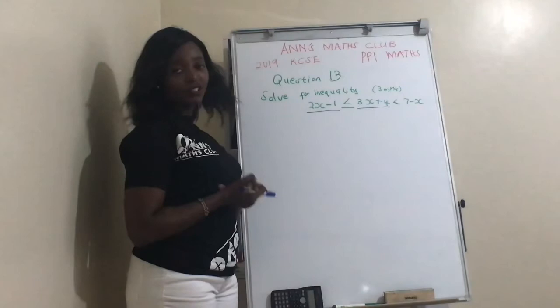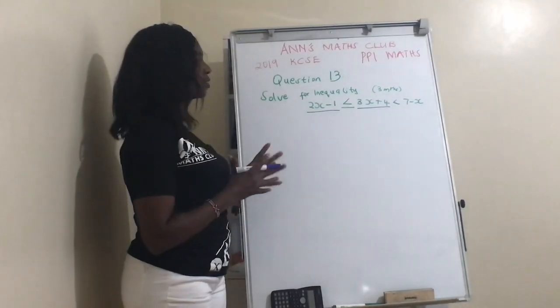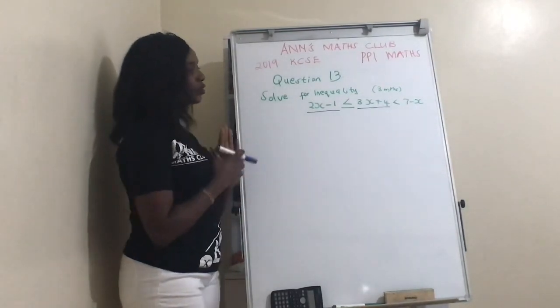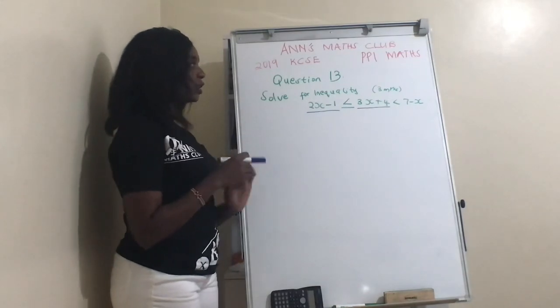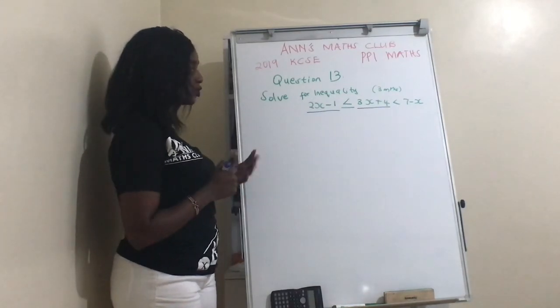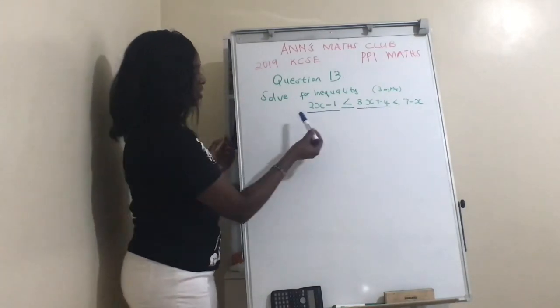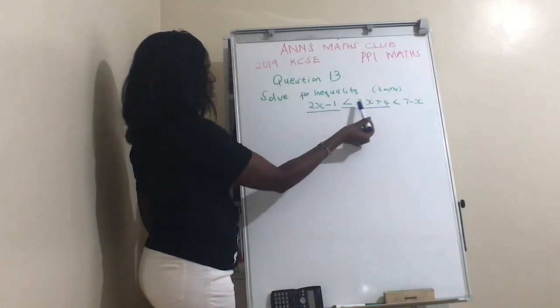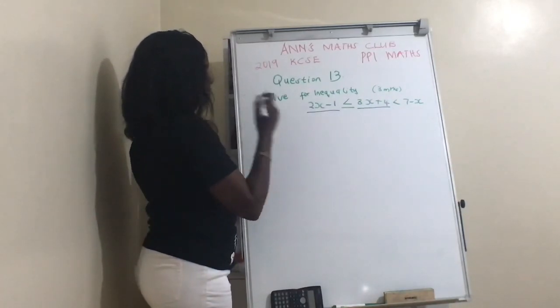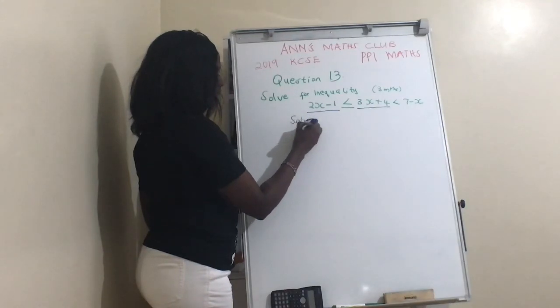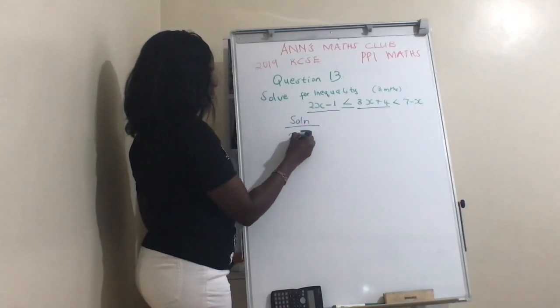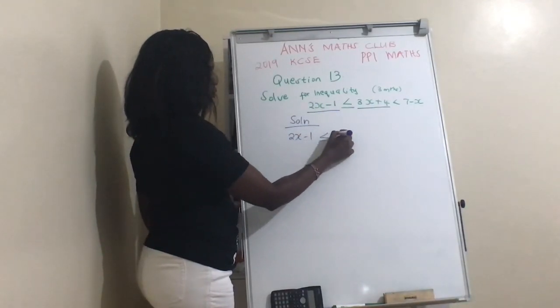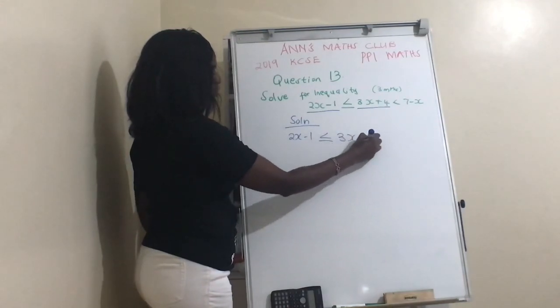So for question number 13, you've been asked to solve the inequality, and this is the question that you've been given. So what you need to do when given such, you can either choose to begin with the first two, these 2x minus 1 and 3x plus 4. So you can just come here and say solution: 2x minus 1 less than or equal to 3x plus 4.